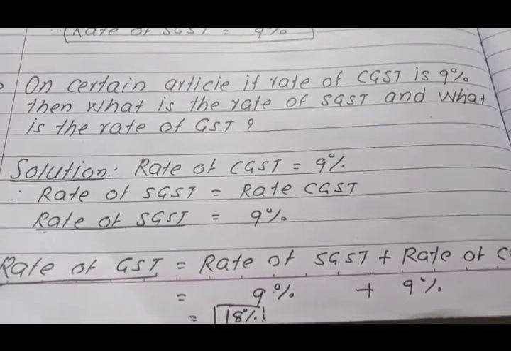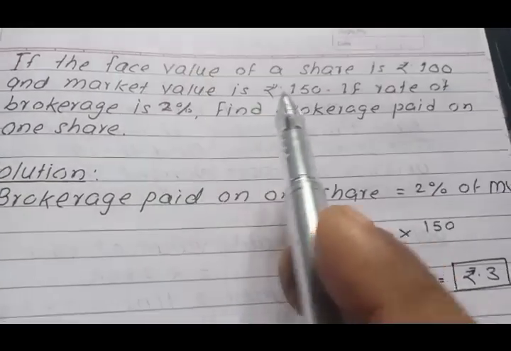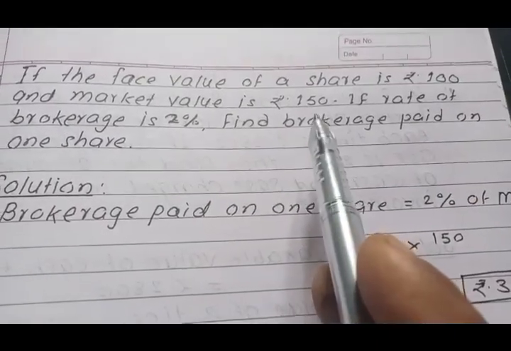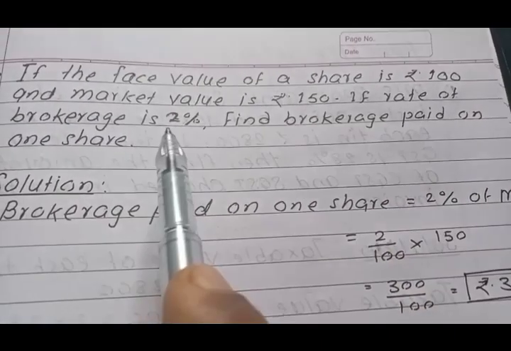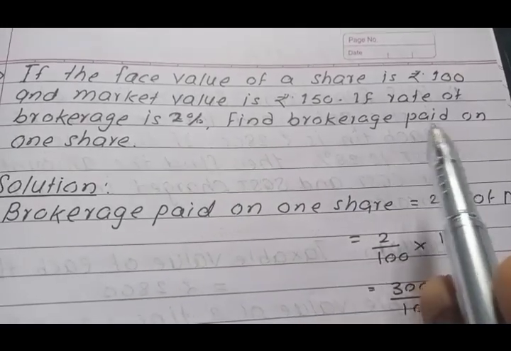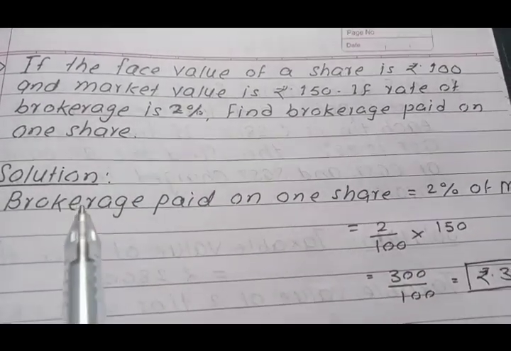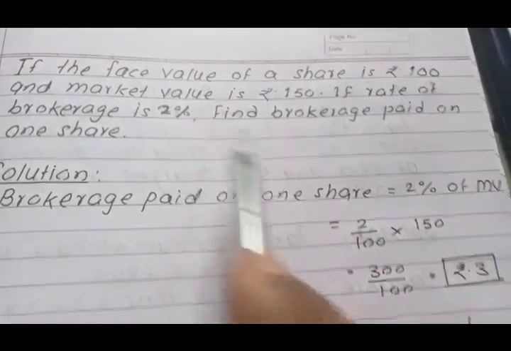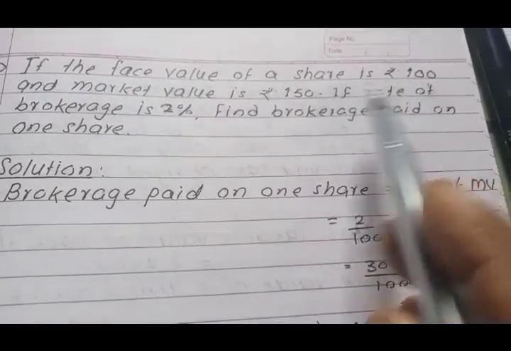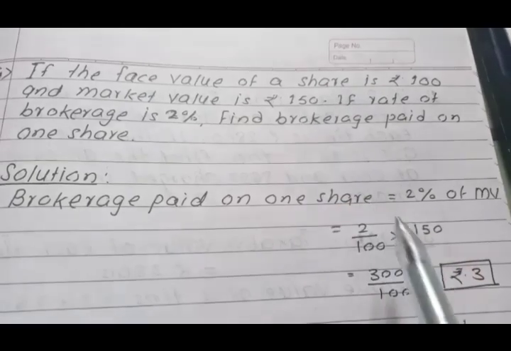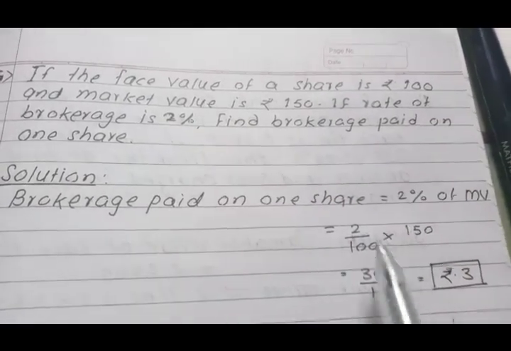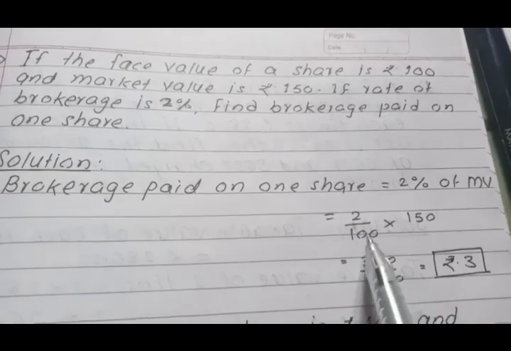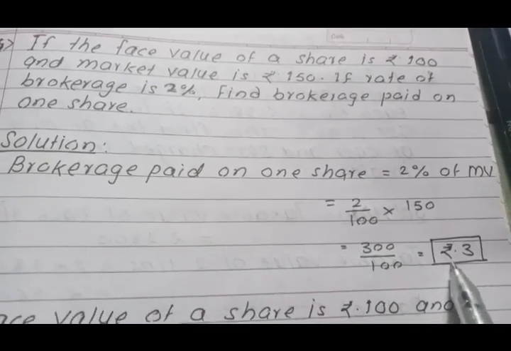Rate of GST is 18%. Number 4. If the face value of a share is rupees 100 and market value is rupees 150, and the rate of brokerage is 2%, find the brokerage paid on one share. Answer: brokerage is 2% as given. Market value is 150, so market value × brokerage = 150 × 2 / 100 = 300 / 100, so 3 rupees.